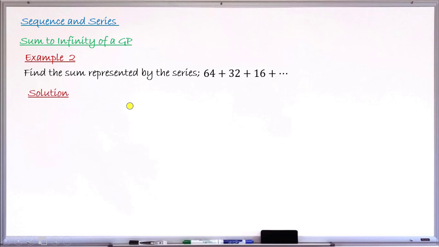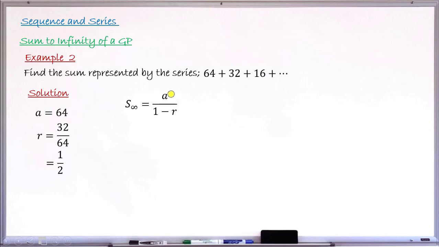Solution to this very problem. We now write the formula for the sum to infinity, as this series has no end. So I have S infinity equals a over 1 minus r. I'll now find what is my a and what is my r from this series. a is the very first term, which is 64. Next is r. r would be the second term divided by the first term. So you have 32 divided by 64, and this reduced to its simpler form gives 1 over 2 as your r.